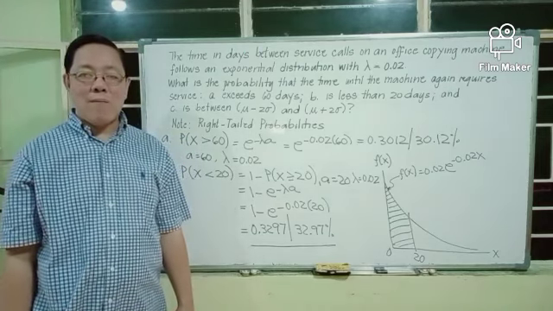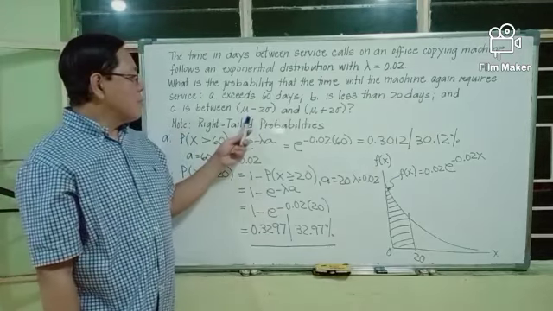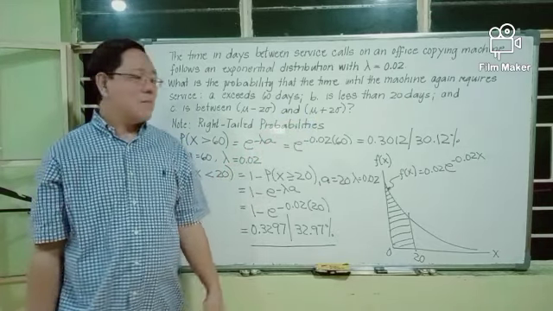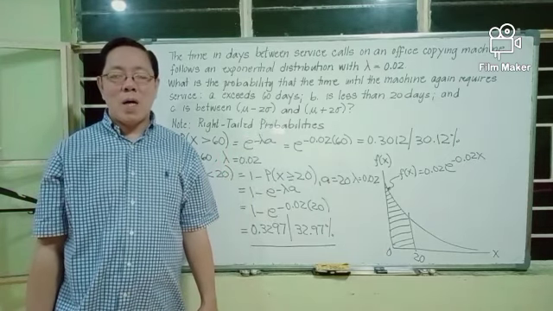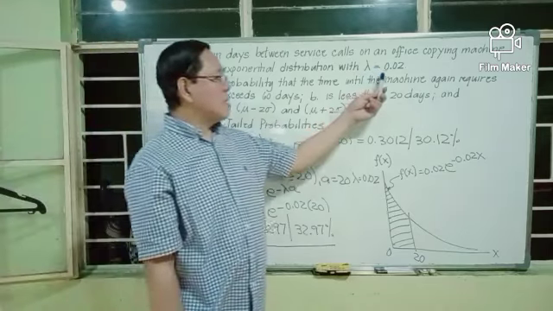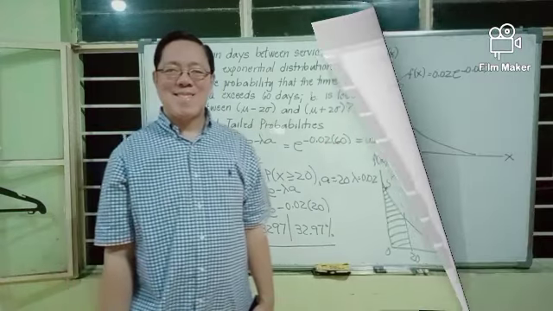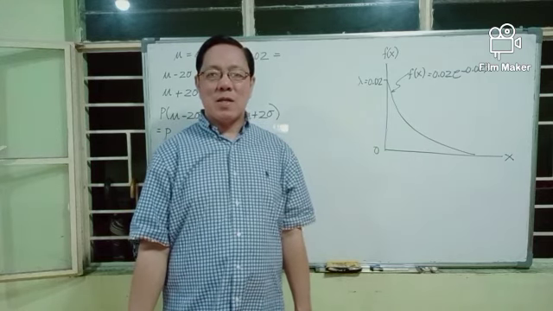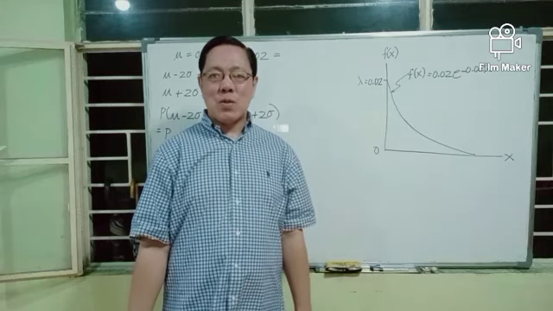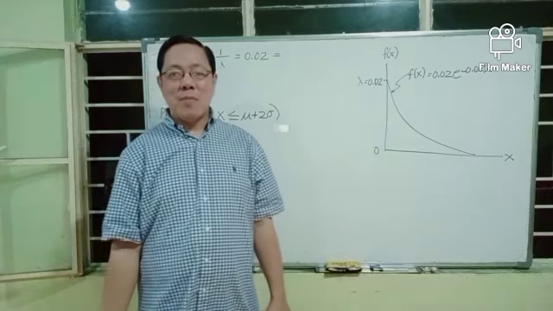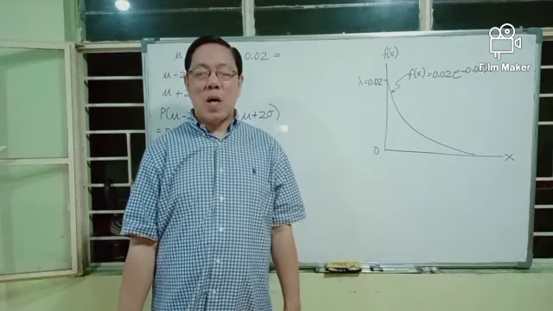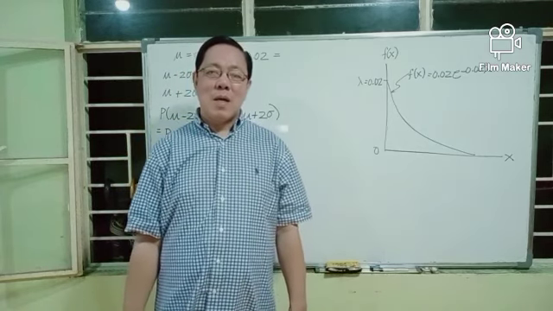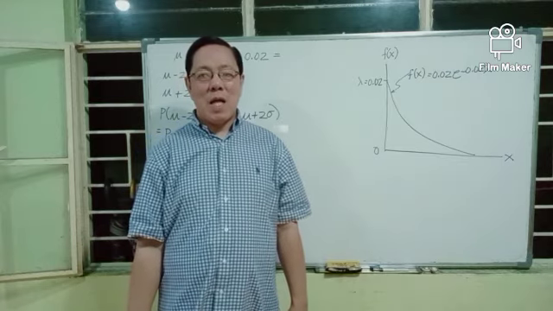Letter C asks for the probability that the time before the copying machine requires another repair or service is between mu minus 2 sigma and mu plus 2 sigma, where mu is the mean of the random variable x, equal to 1 over lambda, and sigma is the standard deviation, also equal to 1 over lambda, where lambda is given in the problem as 0.02.